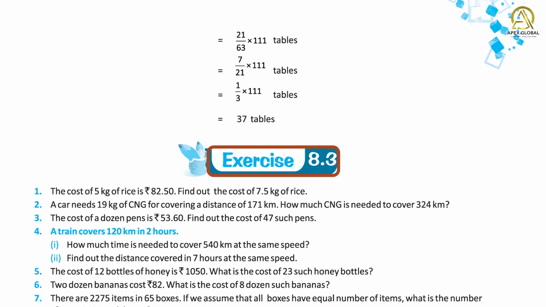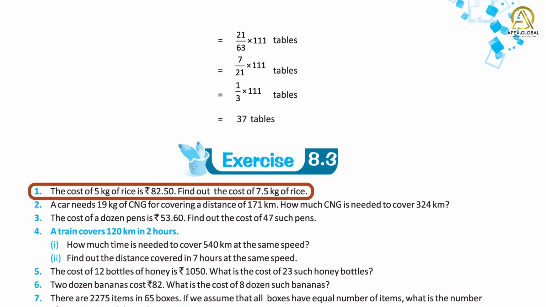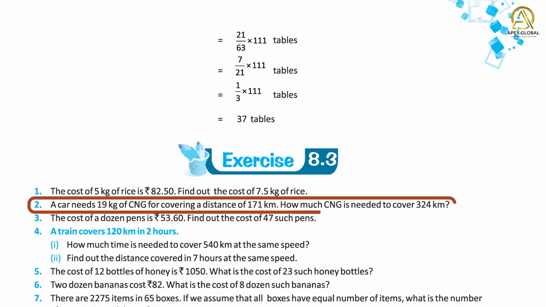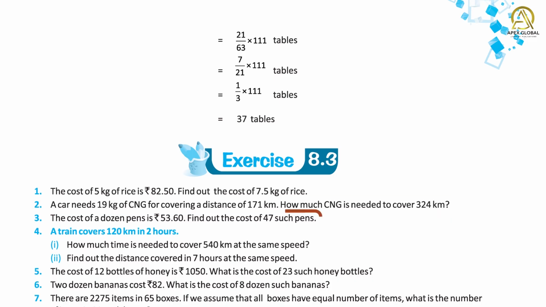Exercise 8.3. Question 1. The cost of 5 kg of rice is rupees 82.50. Find out the cost of 7.5 kg of rice. Solution. Rupees 123.75. Question 2. A car needs 19 kilograms of CNG for covering a distance of 171 kilometers. How much CNG is needed to cover 324 kilometers? Solution. 36 kilograms.